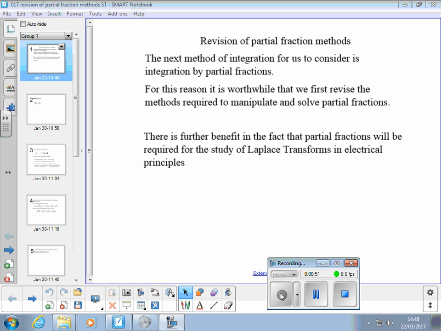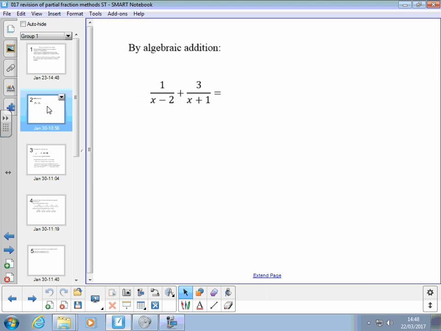I'm sure you all remember doing partial fractions with Mark last year. Maybe, or maybe not. No? Okay. At school, partial fractions? A levels? Okay. Anyway, we're going to do them now.